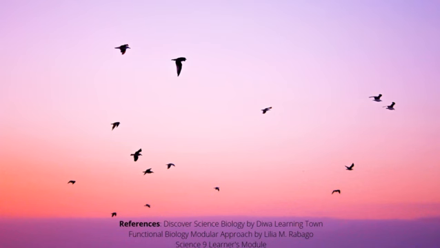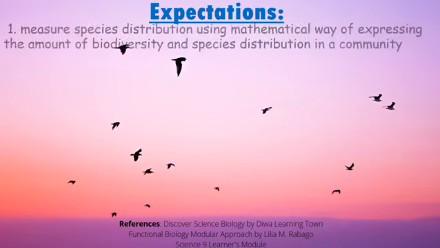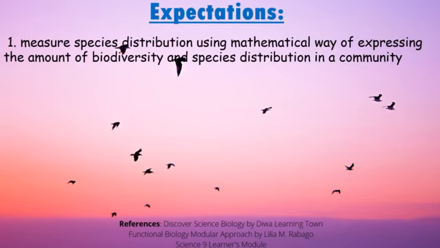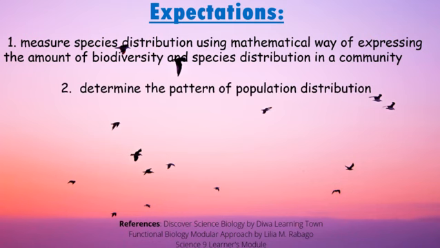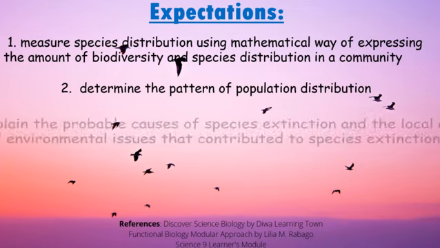But before we start, I want every one of you to be reminded of the objectives so that you will successfully accomplish the tasks given in the module. For expectation number one, we have measure species distribution using mathematical way of expressing the amount of biodiversity and species distribution in a community. For number two, determine the pattern of population distribution.